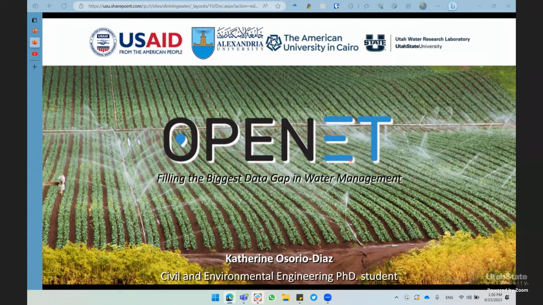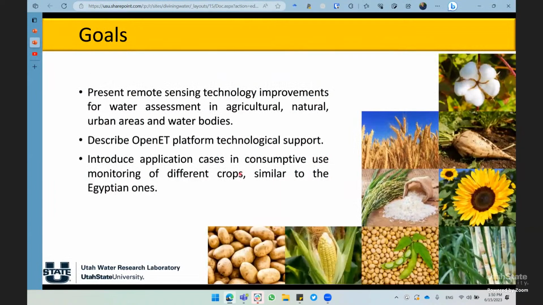Good afternoon, everybody. I'm Catherine Osorio, and I will explain to you now the OpenET platform, filling the biggest data gap in water management. The course of this presentation is first to present remote sensing technology improvements for water assessment in agricultural, natural, urban areas, and water bodies. Second, to describe OpenET platform technological support. And the last, to introduce application cases in consumptive use, monitoring different crops similar to the Egyptian ones.